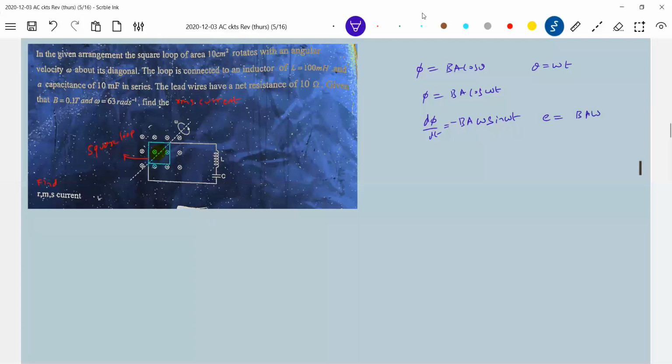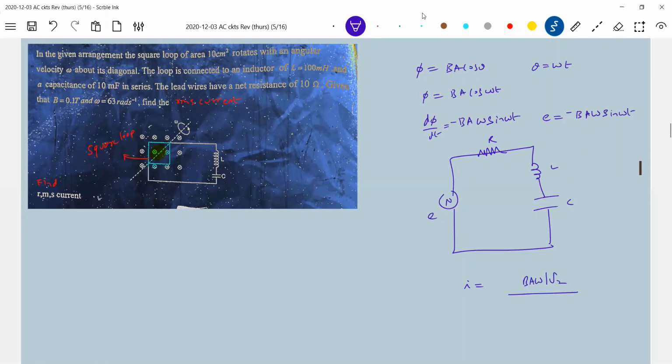So from where we will get the EMF, this one. So I can replace this circuit. The lead wires have a net resistance, so here I'll bring one resistance. Find RMS current is what is asked. We know the value of L, C, and also omega is given. So the expression for RMS current will be B omega by root 2.